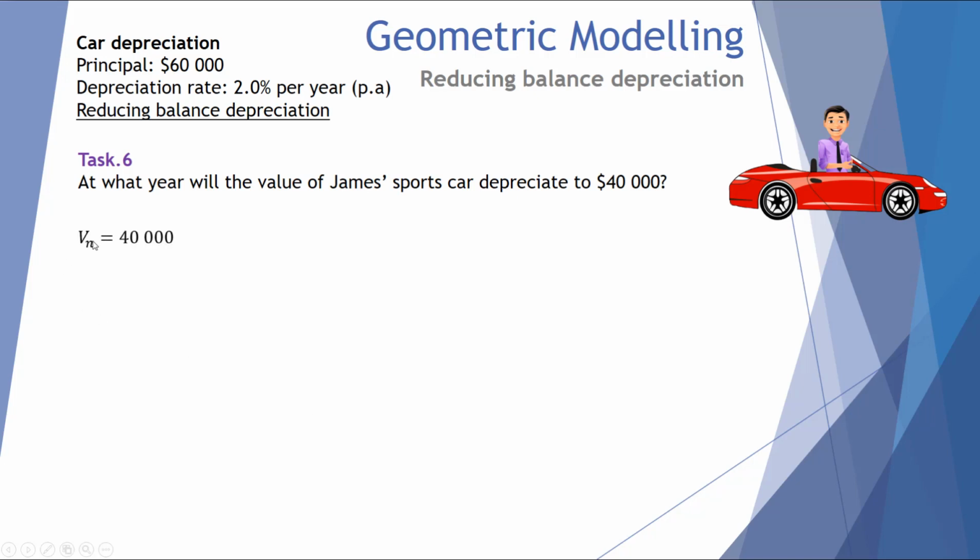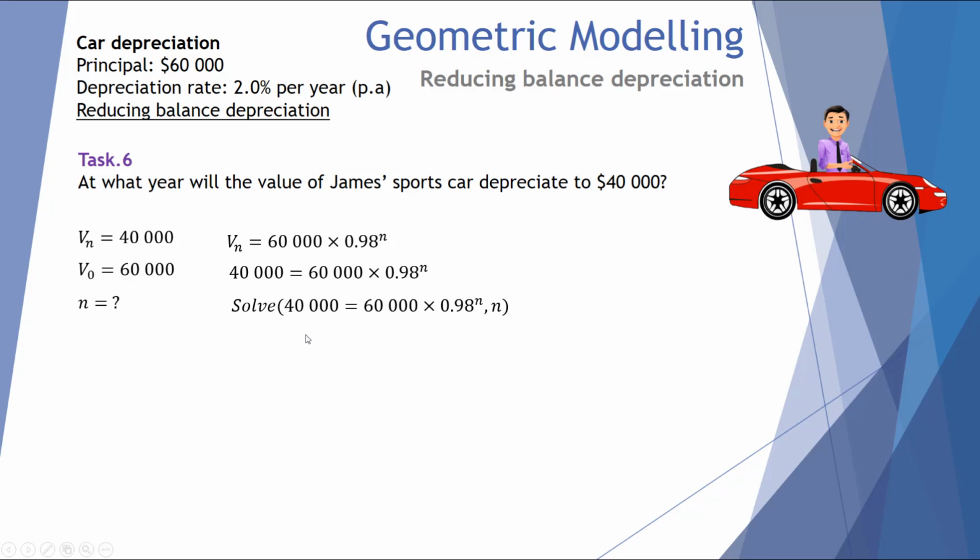Task number 6. At what year will the value of James's sports car depreciate to $40,000? So we want to know the value in some future year n where it reaches $40,000. We know its initial value, V0, is going to be 60,000, and n is a question mark. So here's our expression. Vn, the future value after n years, will be 40,000. It's initially equal to 60,000, and we'll multiply it by a growth factor of 0.98, and we're trying to calculate n. After how many years will it drop from 60,000 to 40,000?